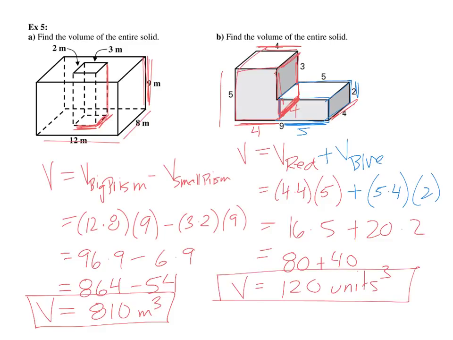Here's one other way of doing this problem. You could have found the volume of the whole figure, all right, this massive rectangle, and then cut away this piece. All right, so you could find the volume of the big prism and then subtract this little green prism, and you'd still get the same result. So it's your choice how you want to approach the problem.